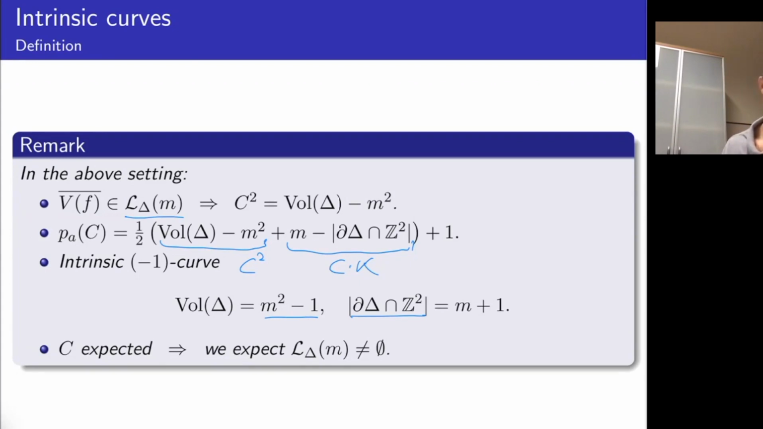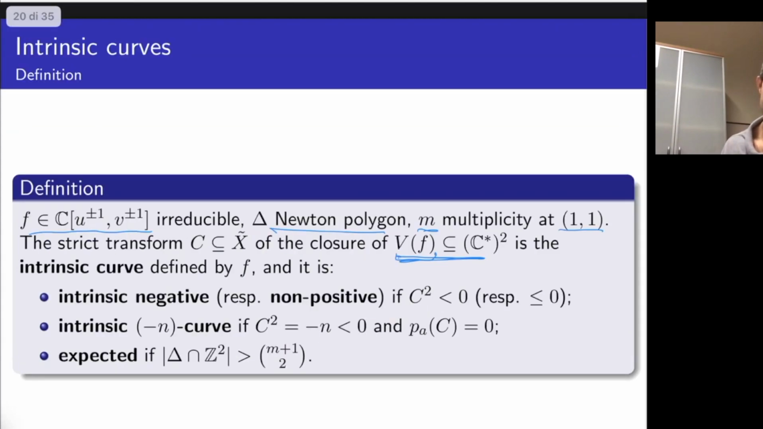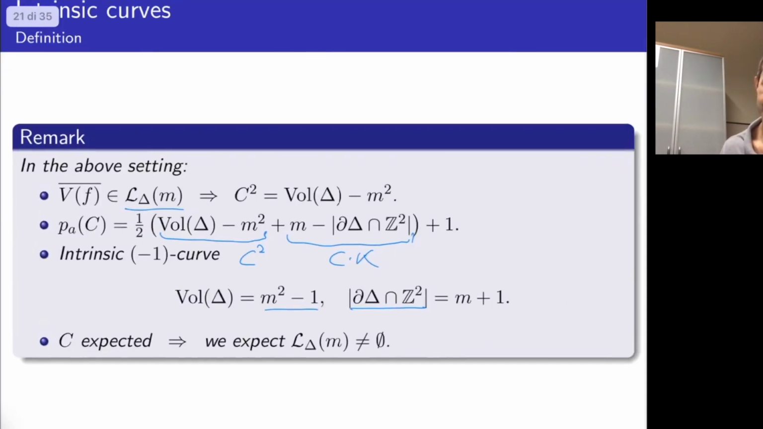And finally, we say that C is expected in this case, because if we look at the polygon delta, the number of integer points of delta is big enough to expect that there exists a curve having multiplicity m at the general point. So we expect the curve to exist, I mean, the linear system to be not empty.